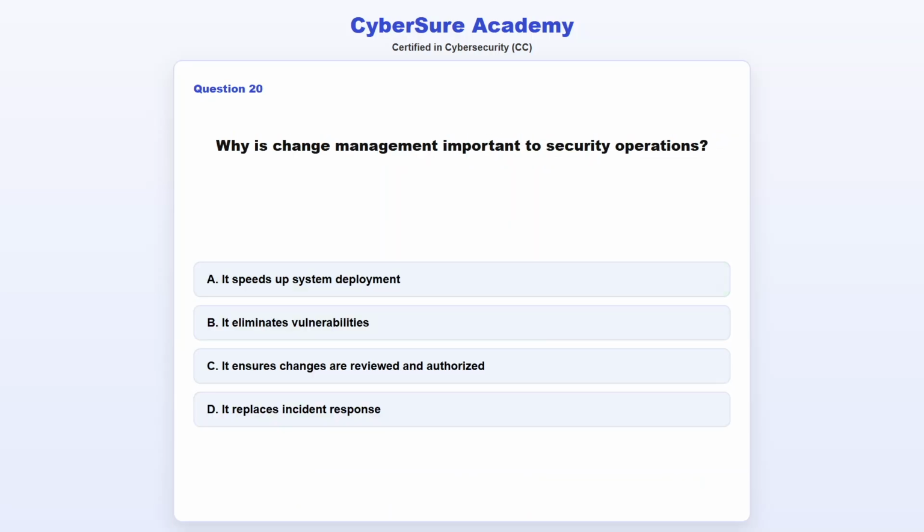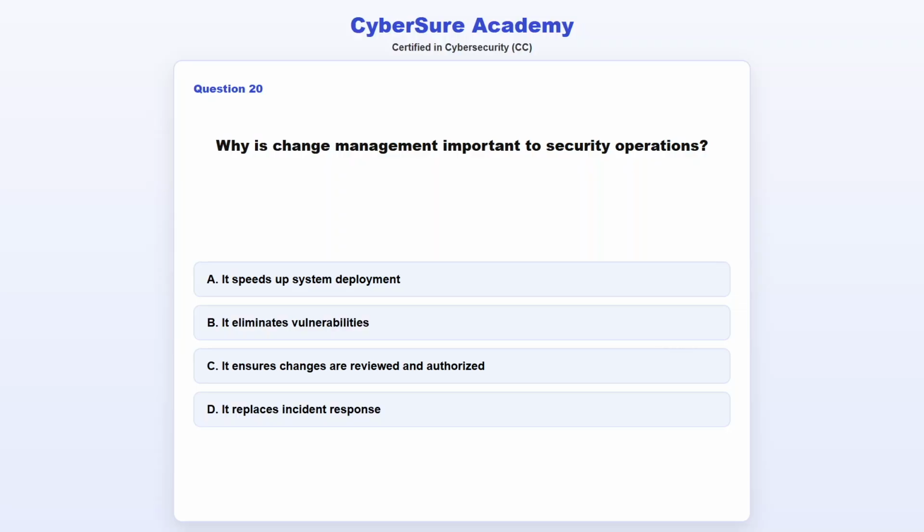Question 20. Why is change management important to security operations? A. It speeds up system deployment. B. It eliminates vulnerabilities. C. It ensures changes are reviewed and authorized. D. It replaces incident response.